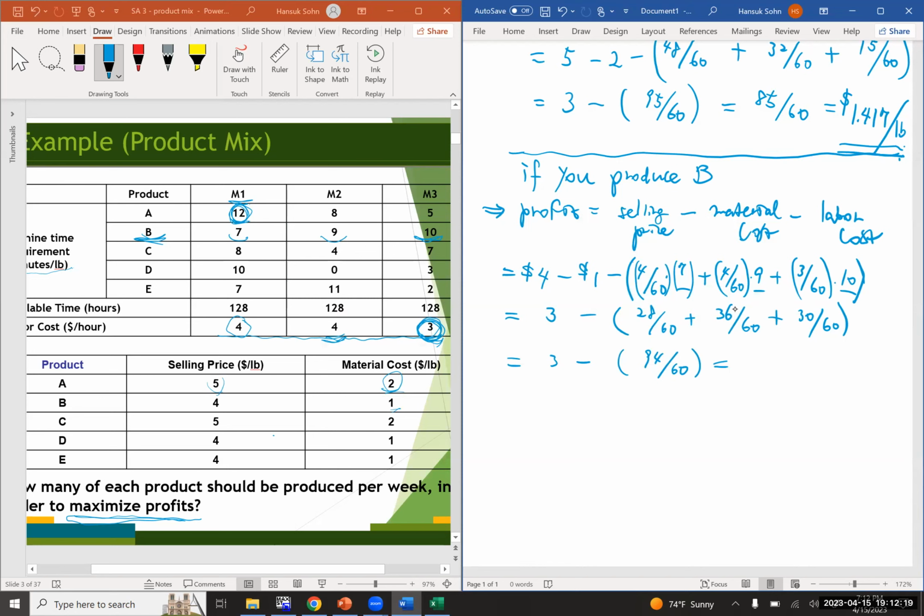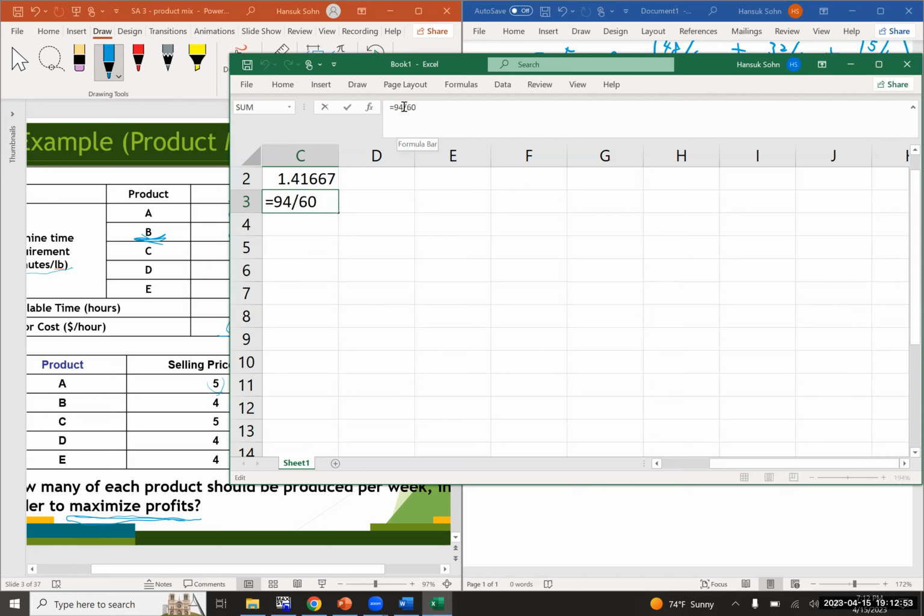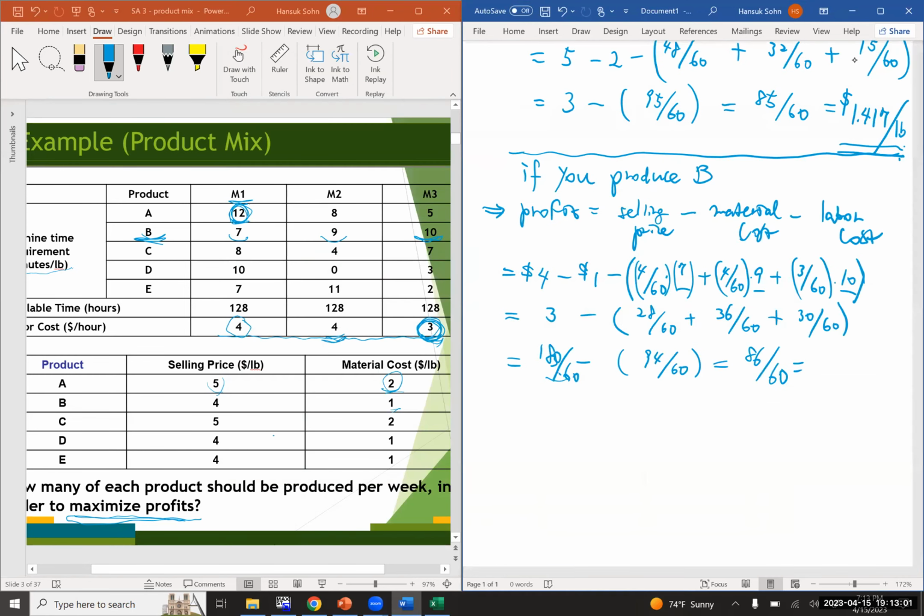Oh no, what am I doing? So that's going to be 180/60. How much is that? That's going to be actually 86/60. So instead of 94, I'm going to use 86. It's 1.43. So that's 1.4333 per pound, for producing product B.